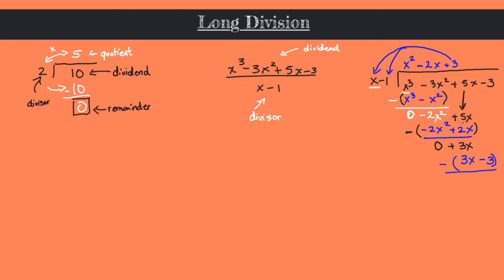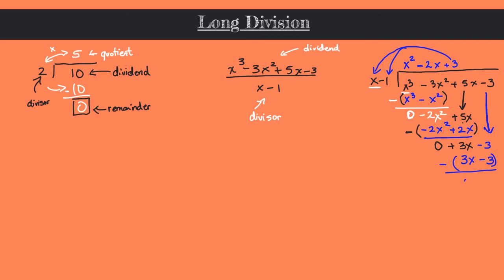Now, at this point, or even before this, you can bring down the next number, which is the -3. So it will be 3x minus 3. You can do that at that point or before. But like I said, as we do more examples, I'll perhaps be able to clarify that a little bit more. But we're going to go ahead and subtract.